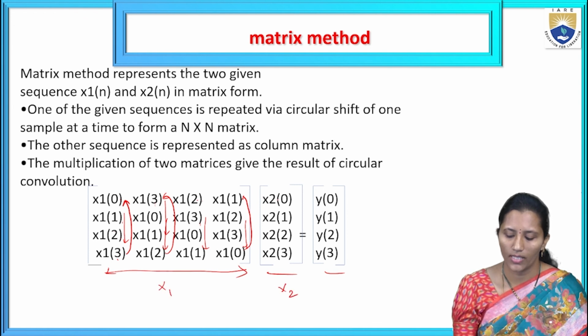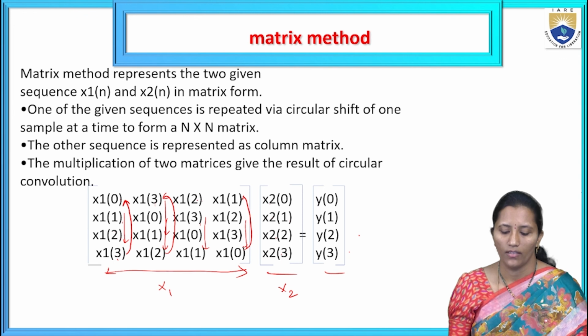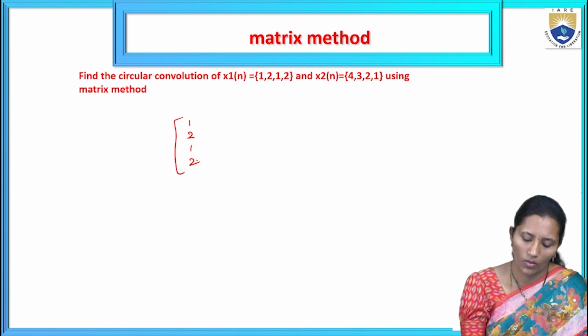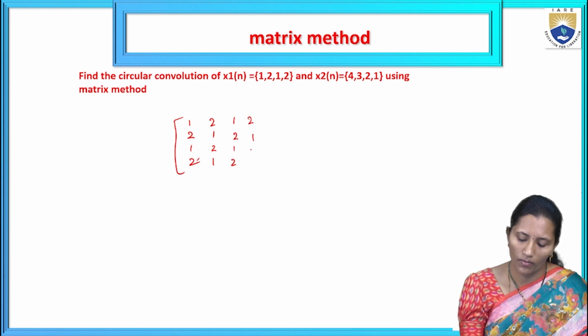Whatever the sequence of x2 of n is there, we represent it column wise: x2 of 0, 1, 2, 3, and multiply those sequences, and we will get the output sequence here. So to perform that, see here, I am representing one sequence 1, 1, 2. So this will go up, 2, 1, this will come down. So 1, 2, 1 will come here. Again 1 will go here, this will come down, 2, 1, 2. 2 will go here, these 3 will come down, 1, 2, 1. This is the matrix of x1.